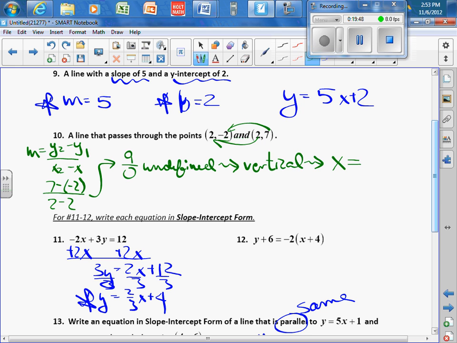What's the equation of any vertical line look like? It looks like this: x equals. And what has x always been equal to? 2. That's the equation of this line.